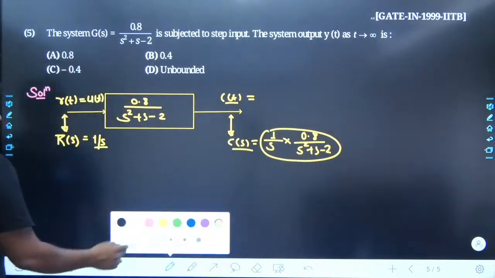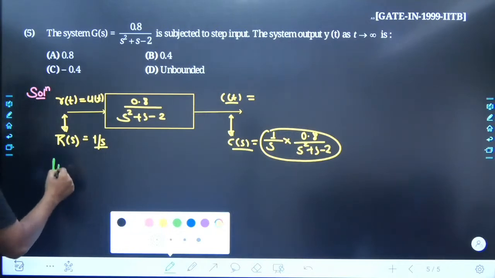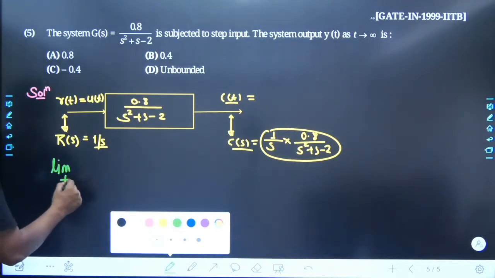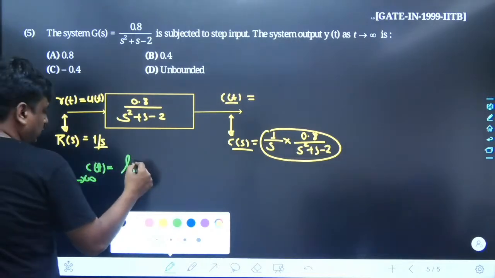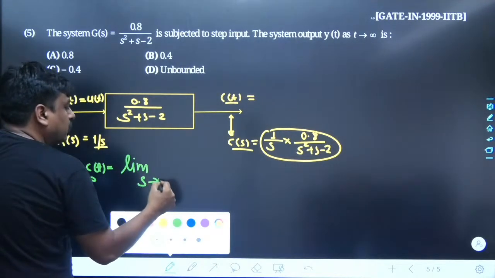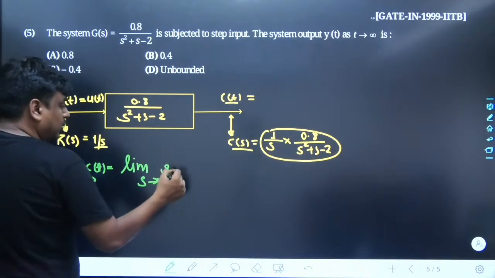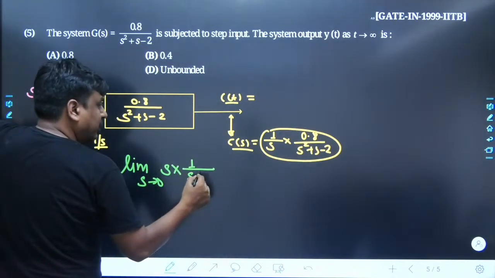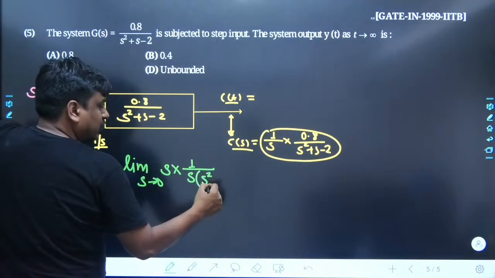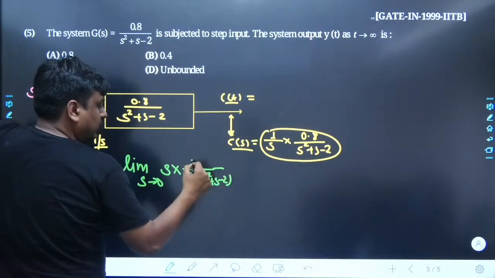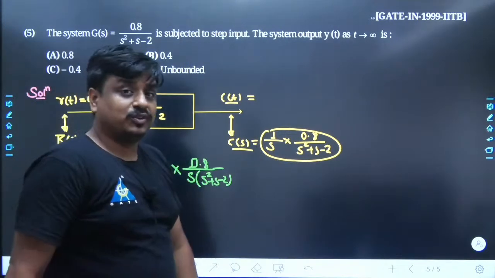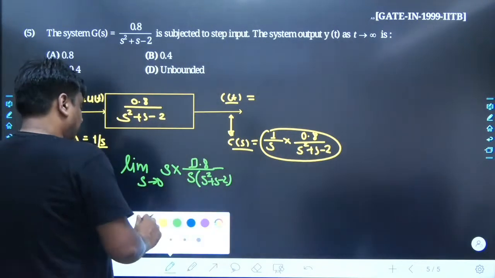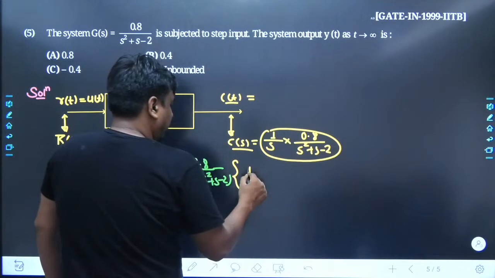As far as this problem is concerned, you are looking for the final value or the steady state value of the response, obviously in time domain. I could have used the final value theorem, where C(s) is clearly known to me, that is 1 upon s times 0.8 over s square plus s minus 2. My dear friend, nobody should use the final value theorem, at least in this problem.